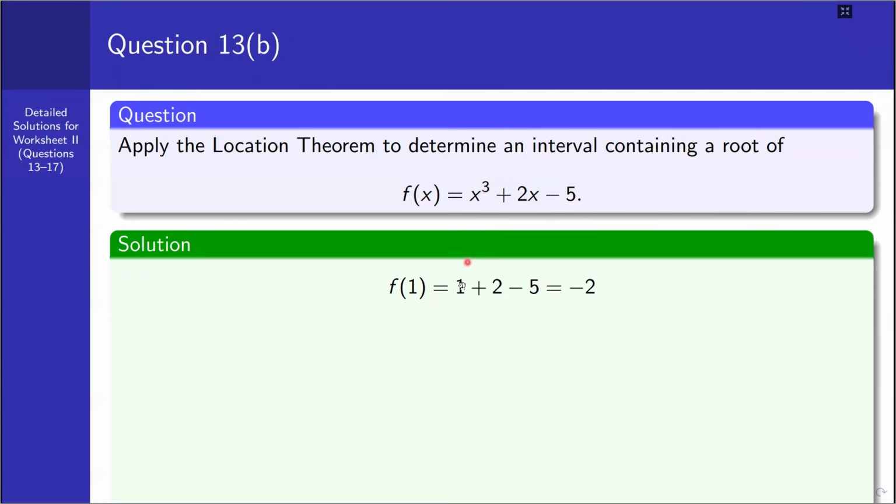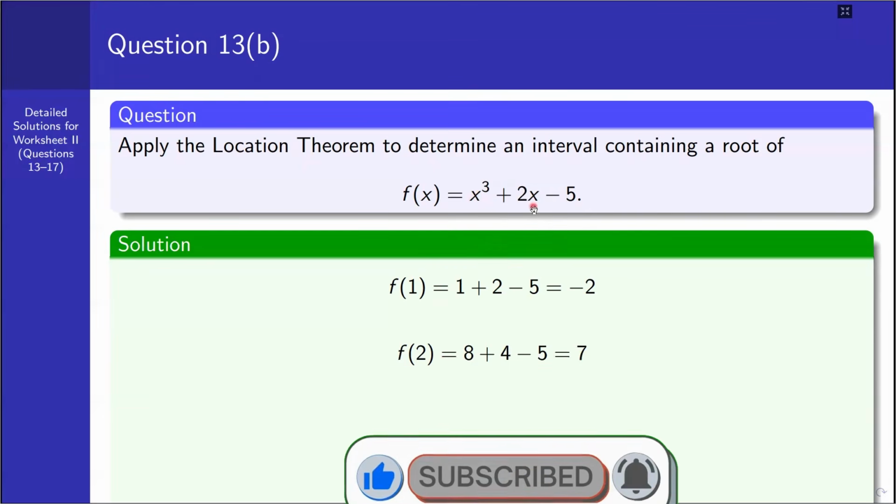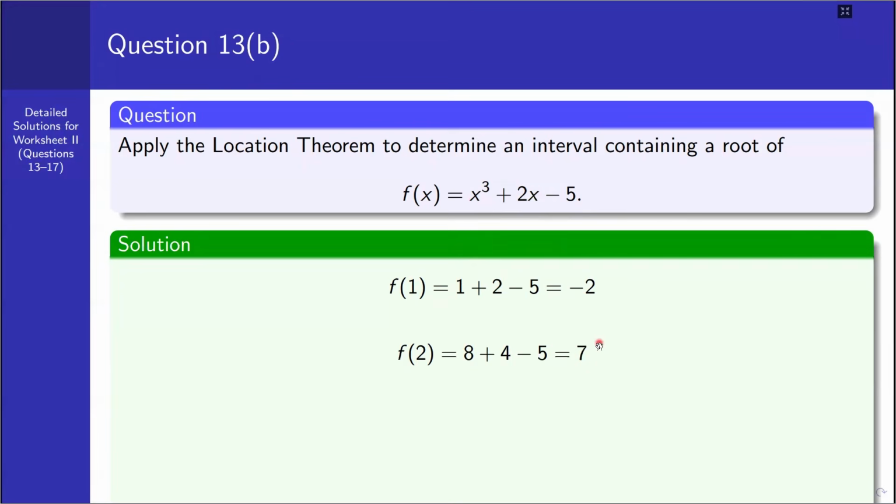If I substitute 1 in the place of x here, we have 1 plus 2 minus 5, which is equal to negative 2. And another real number different from 1, which may give a positive number, could be f of 2: 2 to the power of 3 is 8, 2 times 2 is 4, minus 5, this is 7. Then as we clearly observe here, f of 1 and f of 2 have different, simply opposite signs, because the first one is negative and this one is positive.